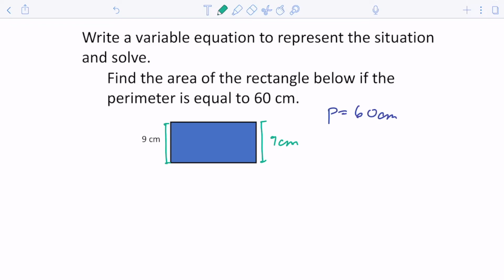And it says write a variable equation. So something we don't know. So we don't know this length right here, right? So we'll say that's x, or whatever variable you want. If that's x, that means this is also x.